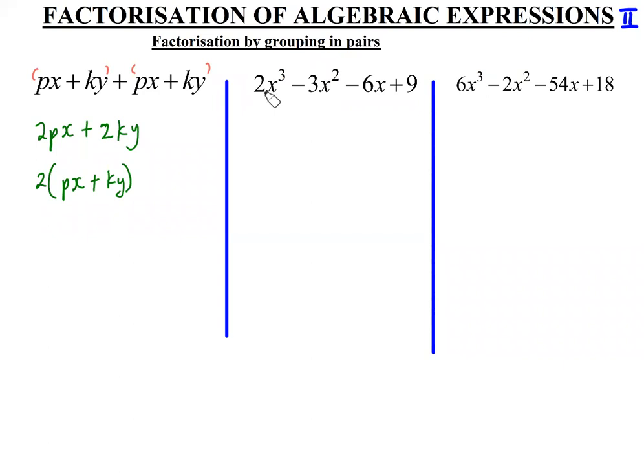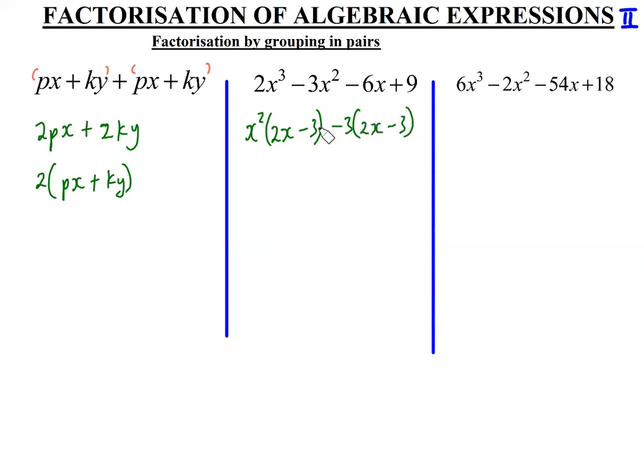We have got 2x cubed minus 3x squared minus 6x plus 9. So this one here, we can check. On the first part, we can take out x squared outside. Then inside, you're going to have 2x minus 3. Then on this one here, we can take out negative 3, so we take out negative 3 outside.